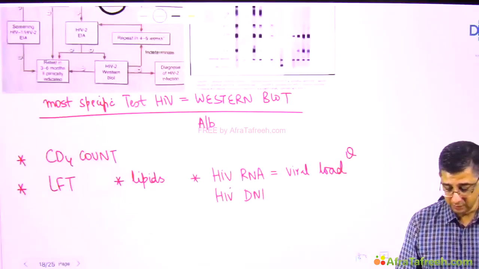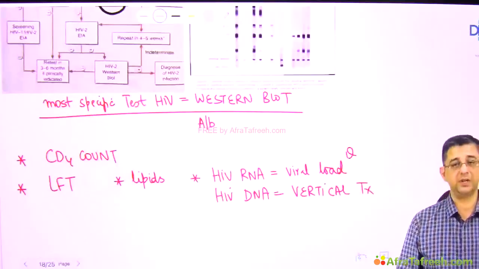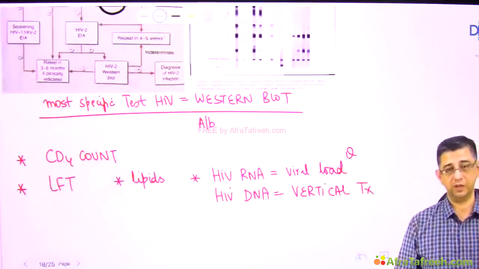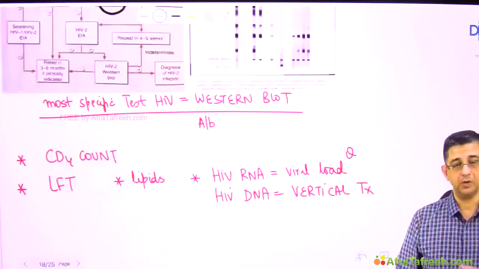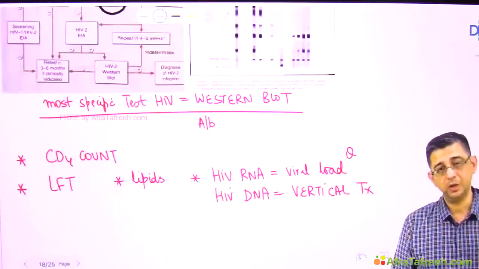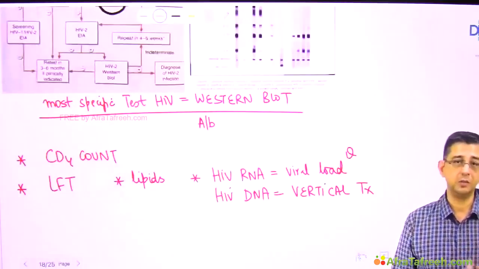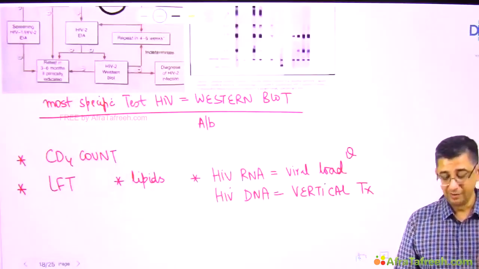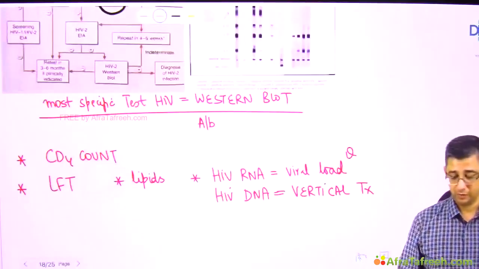If he specifies, for example, a lady who has delivered a baby, she was HIV positive, and you would like to know the status of the child in the first few hours of life or as early as day 2 of life, you want to know whether the baby is infected or not, because the chances of transmission are only 30%. So not every baby born to an HIV positive lady will also be HIV positive. So to identify this, we will go in for HIV DNA for vertical transmission of the disease.